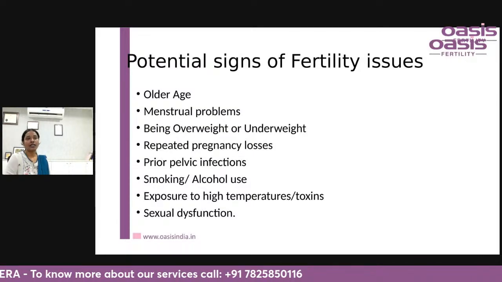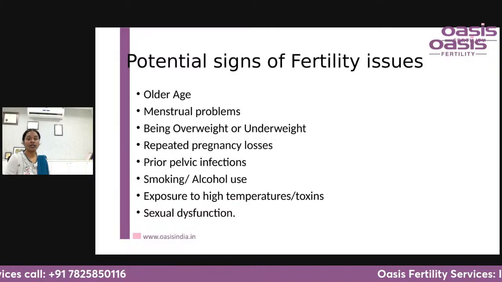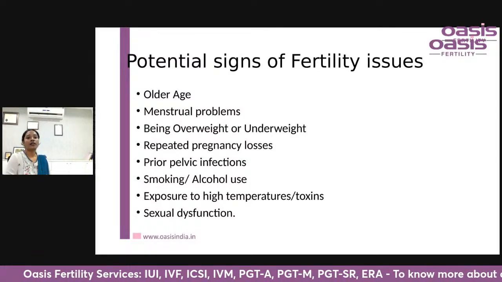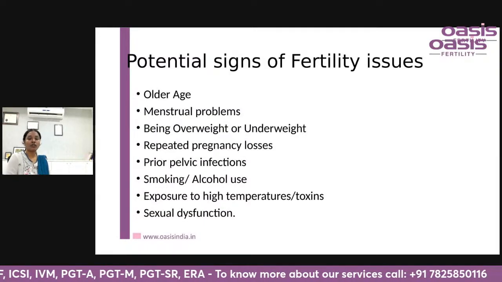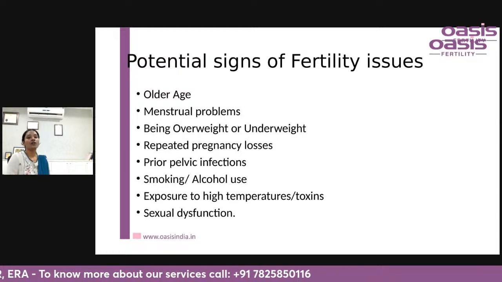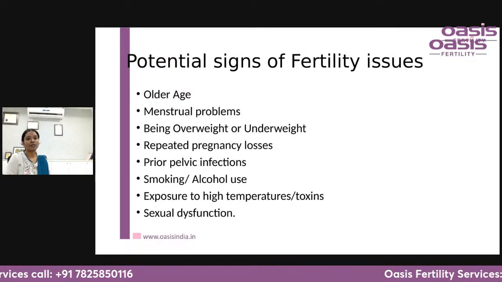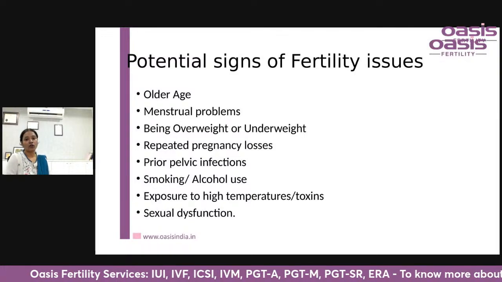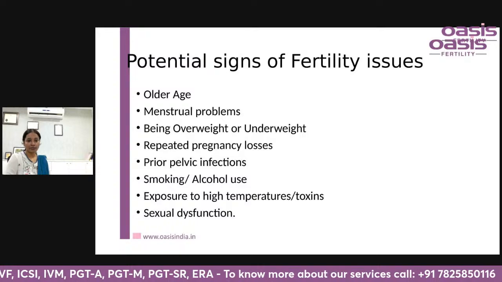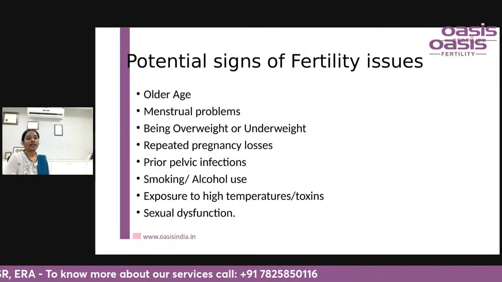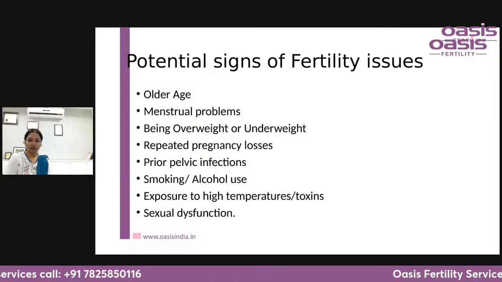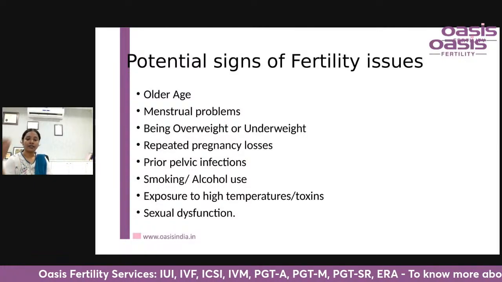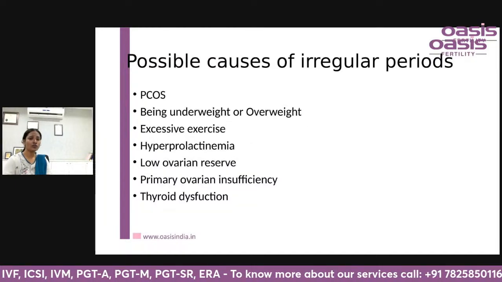So sometimes the woman or the couple present with fertility problems only when they attempt to conceive and are not successful, and then they present for evaluation. But sometimes there are certain signs, and understanding these signs is important, so that we know it might present as a fertility issue in the later period. So if we have any menstrual problems or body weight issues or repeated pregnancy loss, or if the woman had a previous sexually transmitted infection, or if there is any excessive smoking or excessive alcohol consumption, or if there is any environmental exposure to toxins or high temperature, or if the couple has sexual dysfunction. These are all signs that there may be underlying fertility issues, and this may hinder fertility or conception in a woman. So in the presence of these potential signs, you will need a fertility evaluation earlier to identify the underlying problems.